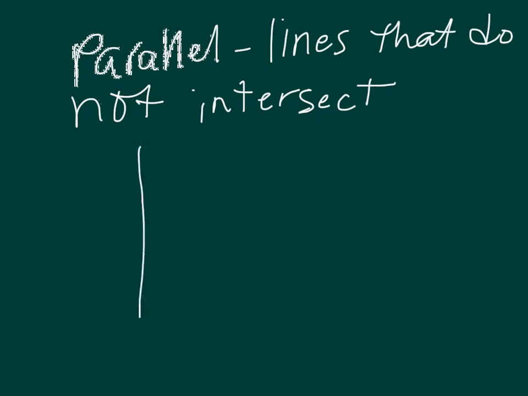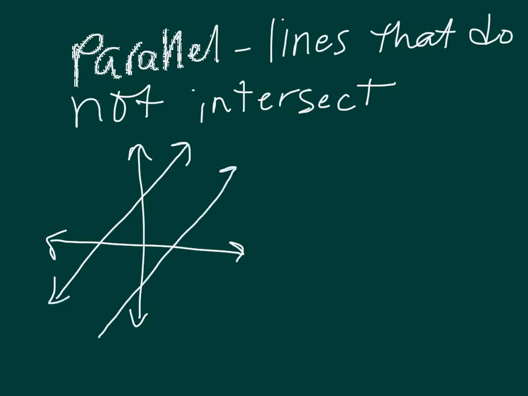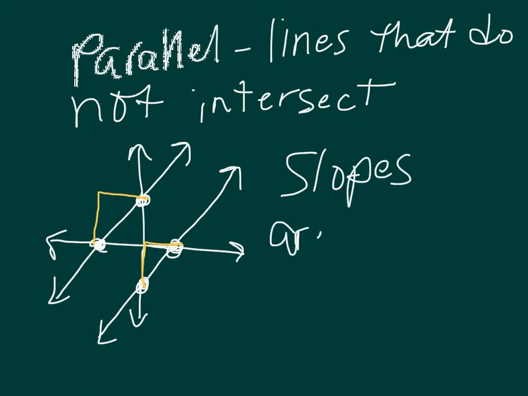So if I was to draw a graph of parallel lines, here's my Cartesian coordinate plane. I might have a line that goes like this. Parallel lines would be another one that goes exactly in the same direction. When we map these, say we've got two coordinates here and two coordinates here, and we look at rise over run on this line, it's the same exact rise over run on this line. So in essence, the slopes of parallel lines are equal.